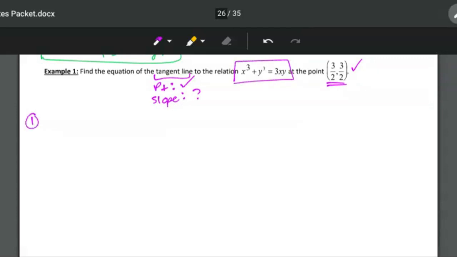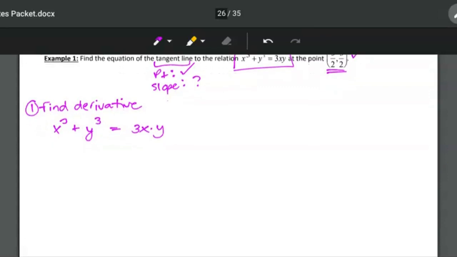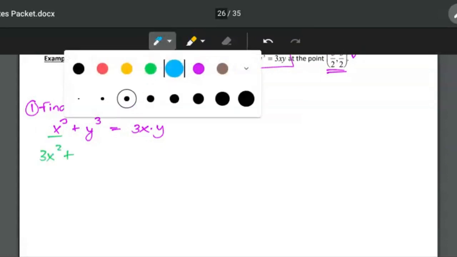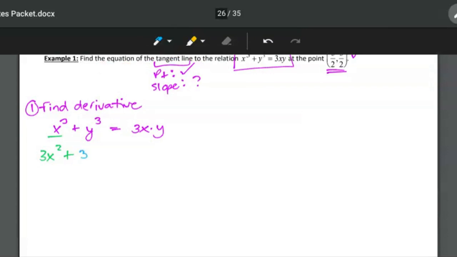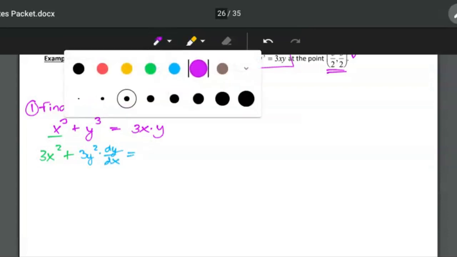So step 1, we have to find the derivative. So I'm just going to copy that. We've got x to the third plus y to the third equals 3xy. Think about, we're going to have to do product rule with that. So I'm going to put 3x times y there. All right, so if we do each term separately, if we take the derivative of this, we get 3x squared plus, if we take the derivative of y to the third, we get 3y squared, but you got to multiply by dy dx. All right, and on the right side, we need to do product rule.